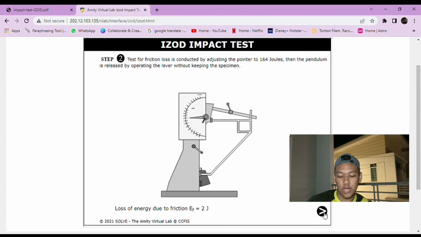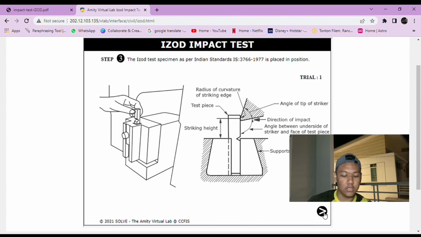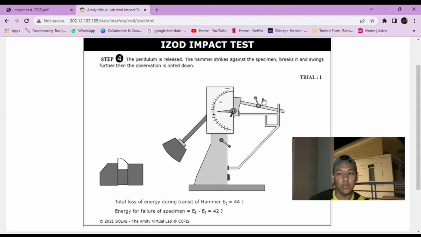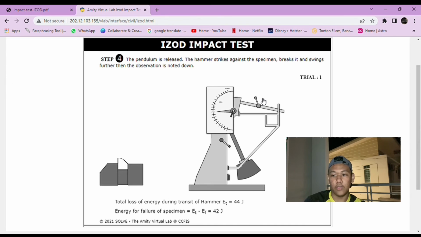Step 3. The Izod test specimen as per Indian standard 3766-1977 is placed in position. Step 4. The pendulum is released. The hammer strikes against the specimen, breaks it, and swings further. Then, the observation is noted down. Total loss of energy during transit of hammer, ET, equals 44 joules. Then, the energy for failure of specimen, ET minus EF, equals 42 joules.